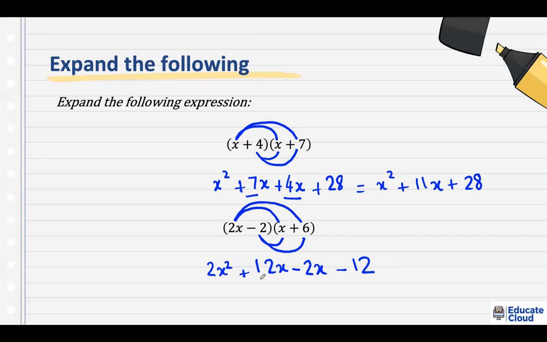And here, again, we have like terms, so it's 12x minus 2x, which is just 10x. So 2x squared plus 10x minus 12, and this is our final answer. So that's how you would go about doing double brackets. So try to do a little moon shape or an eye shape, just everything times everything else.